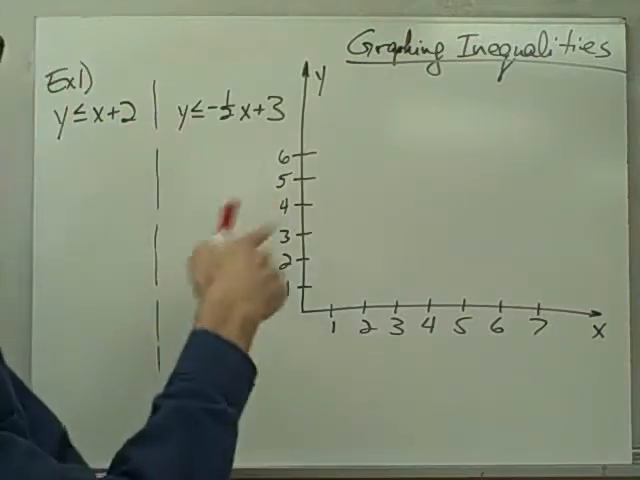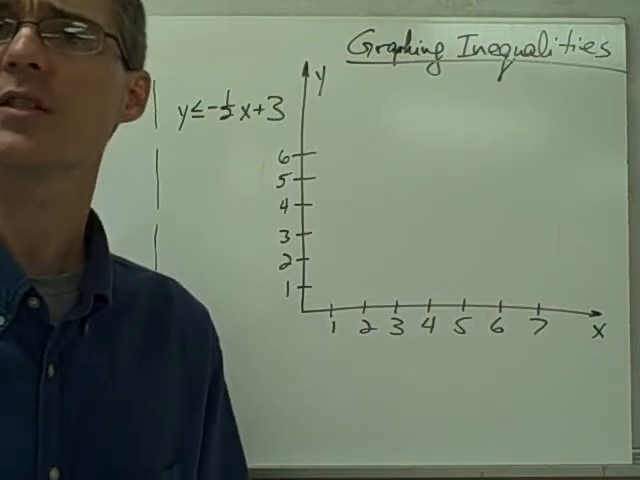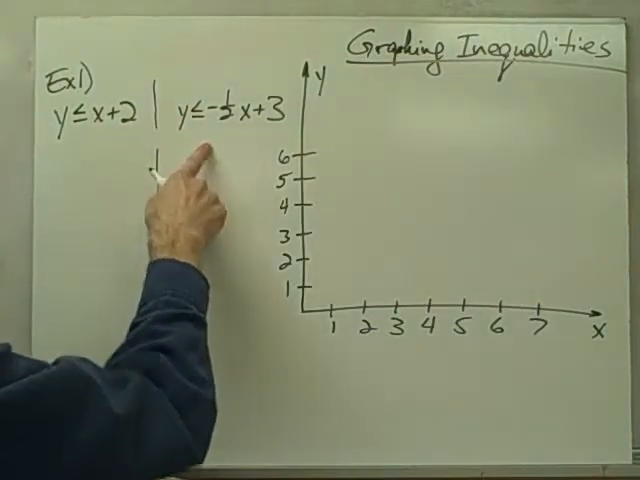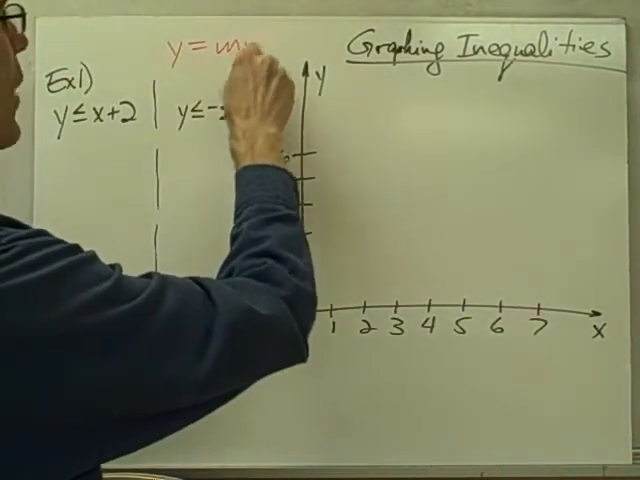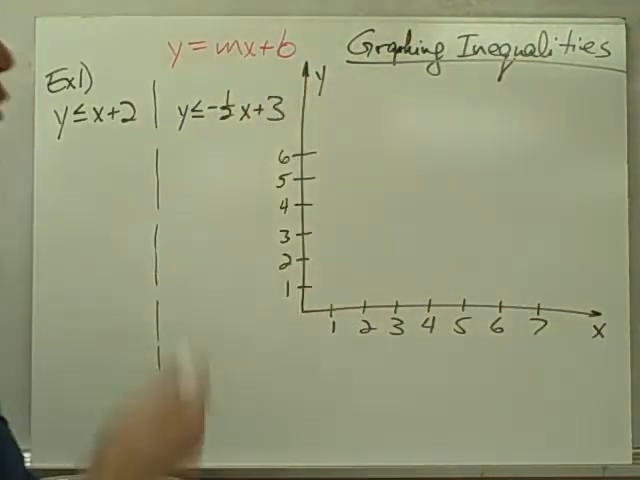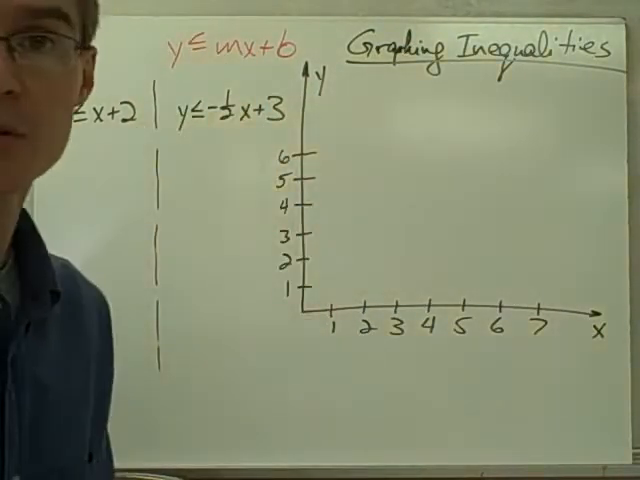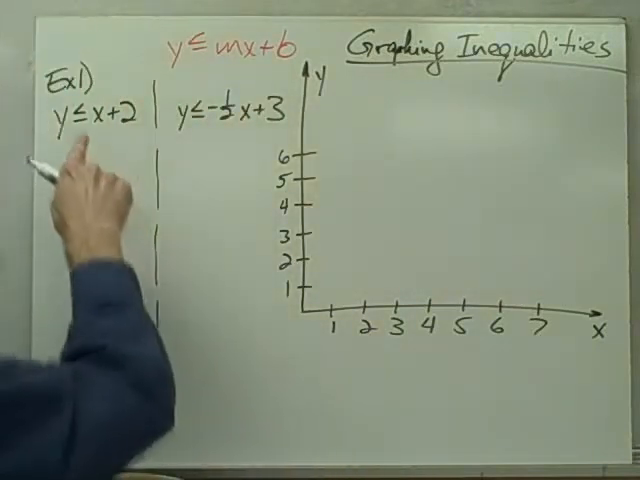Now, for this first method of graphing inequalities, I want my inequalities to be in slope-intercept form. So these two inequalities are already in slope-intercept form. That is, they already are in this form y equals mx plus b, or more specifically, y is less than or equal to mx plus b. So they're already in slope-intercept form, which is good.